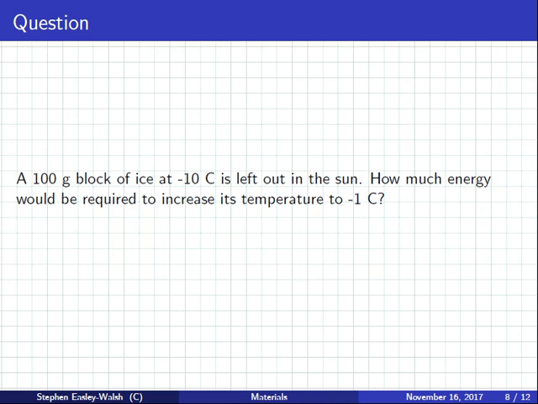Got an answer there? What did you get? And what did you use for C? 2110. Good. I didn't trick you here. So the C is different for the ice than it is for the water then. Okay. Continue?